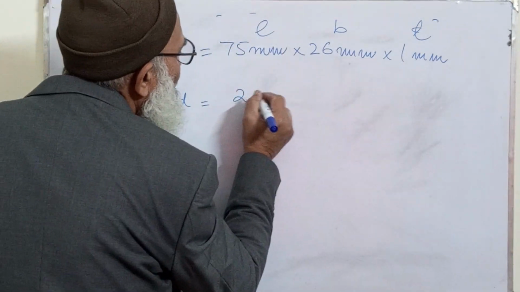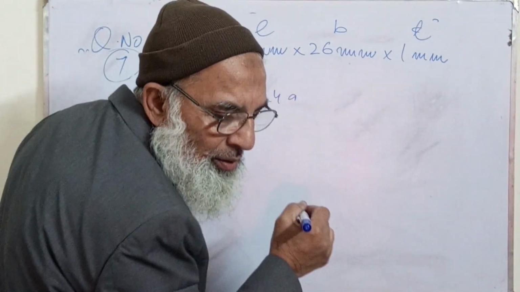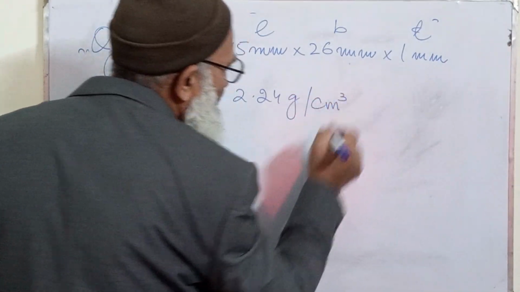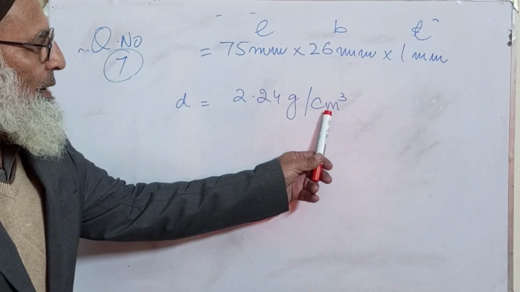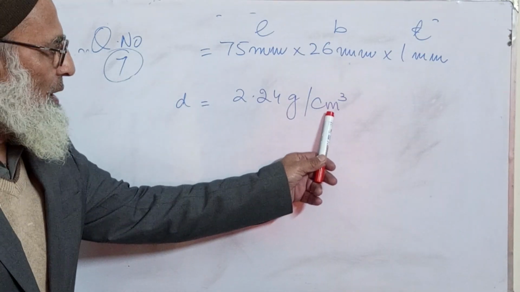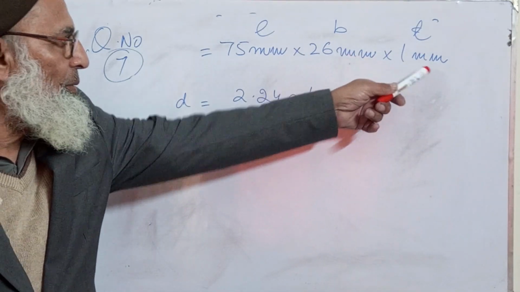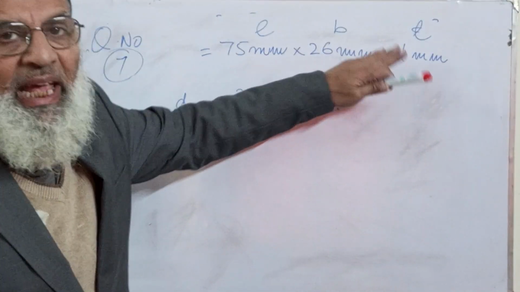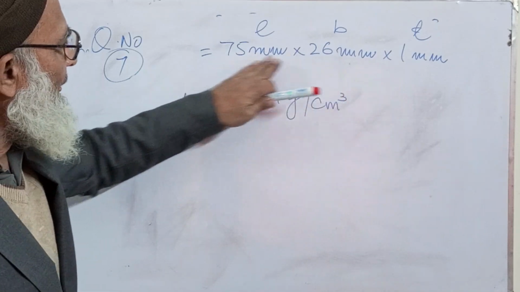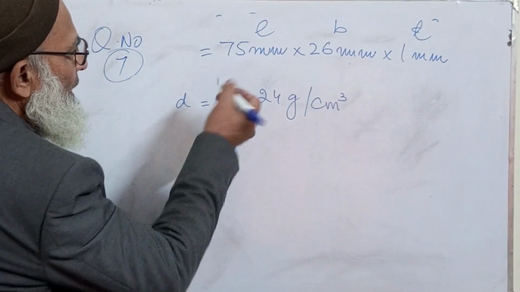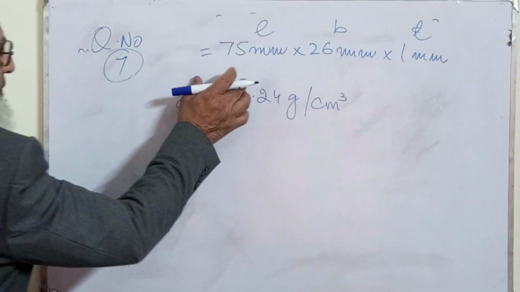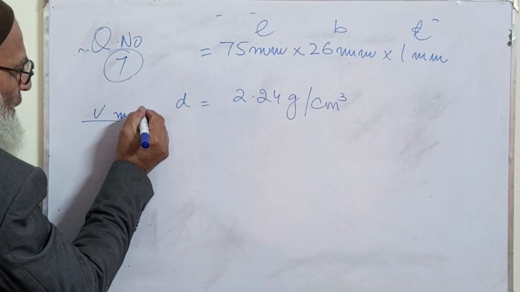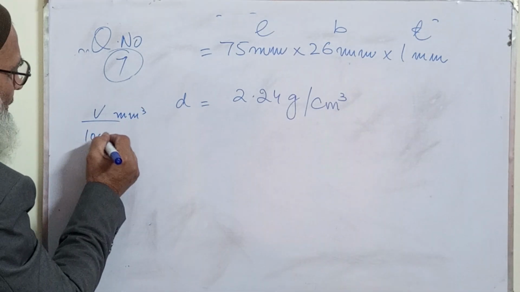That is 2.24. What are the units? Grams per centimeter cube. Now you see, my dear student, the units are changed over here. These are centimeter cube. This is millimeter, millimeter, millimeter. Either you just multiply all these as they are given and then divide it. What will come? The volume in millimeter cube will come. Just divide it by 1000.